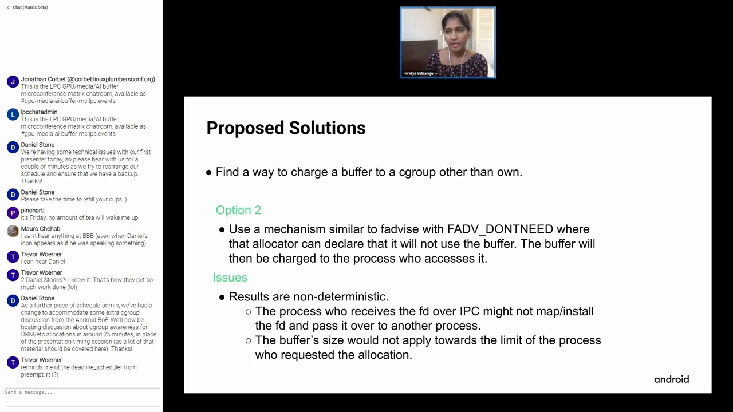So we thought that the results would be really non-deterministic with such a scheme, though, because the process who receives the FD over IPC might not map or install the FD and pass it over to another process straight away. And this means that it would really not work for our use case of setting an upper limit for allocations of processes. So we did not think that this solution would be a good fit for our use case due to it not being as deterministic as we want it to be.